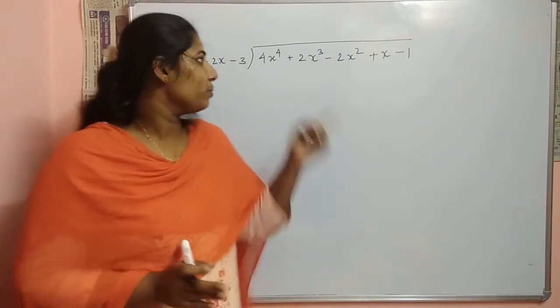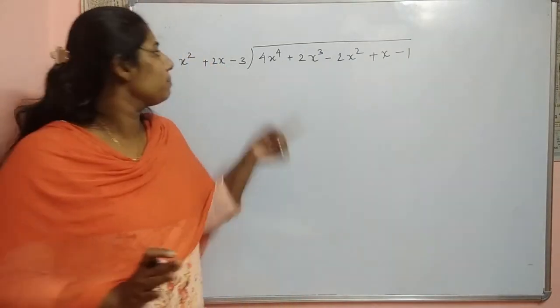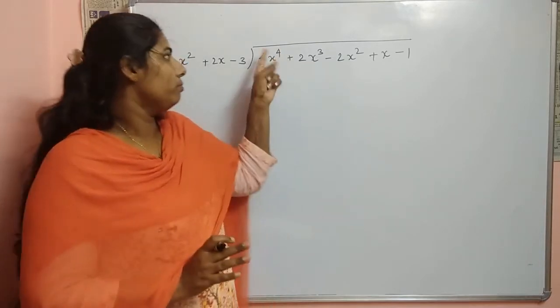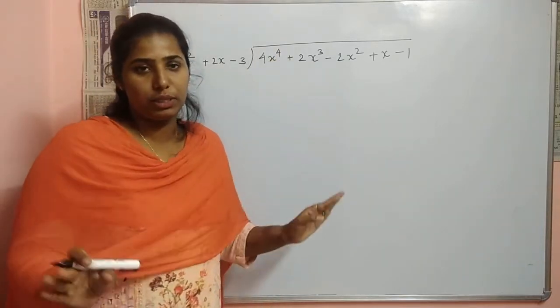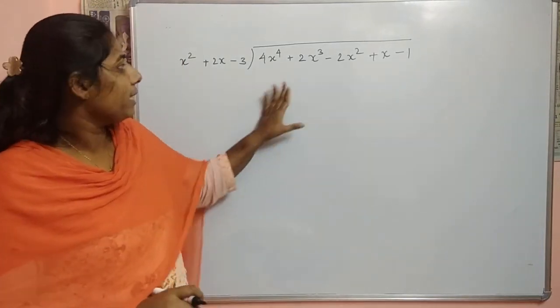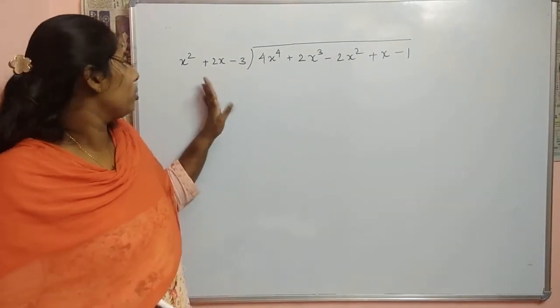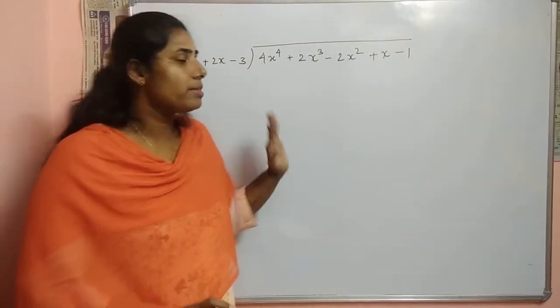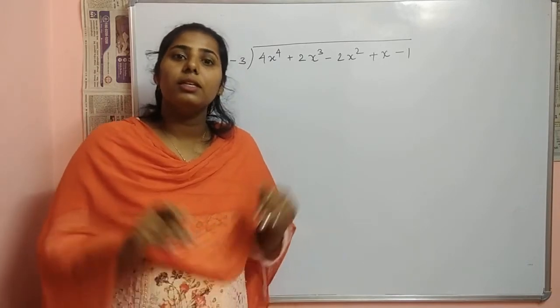So children, here is one more example. Here this is a biquadratic polynomial, that is, the degree of the polynomial is 4, the highest degree. And this is a quadratic polynomial. So we are dividing the biquadratic polynomial with a quadratic polynomial. Now we will just use the simple steps that we have learned.